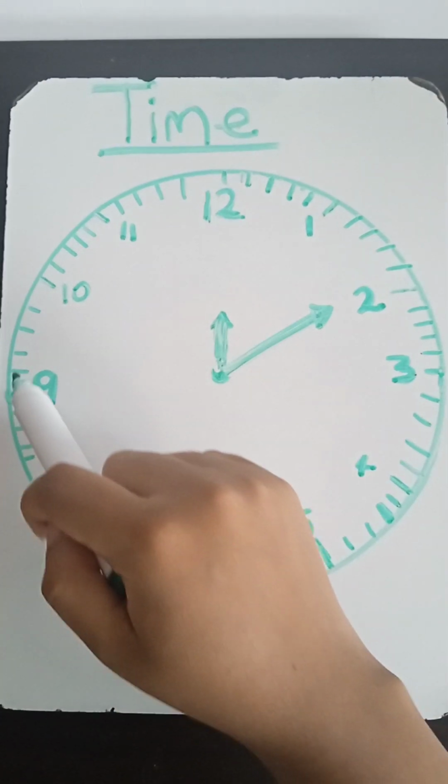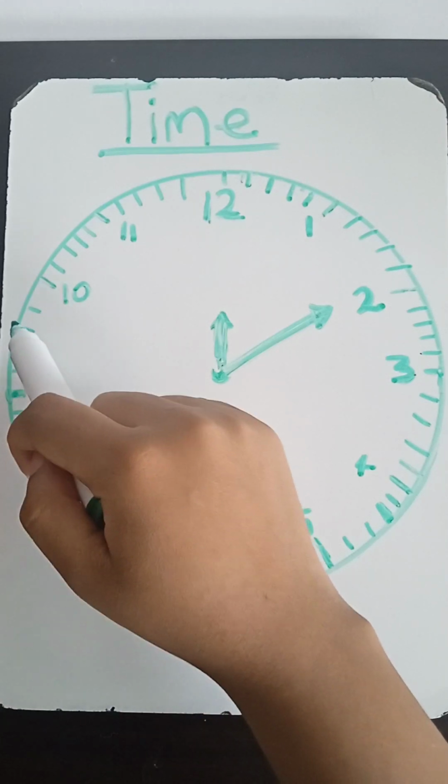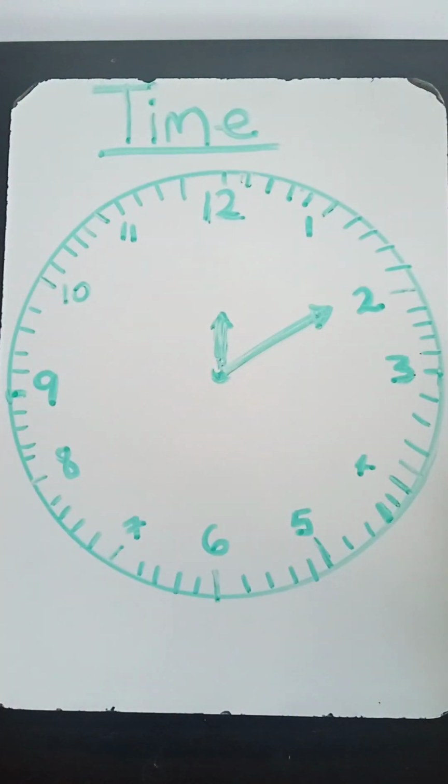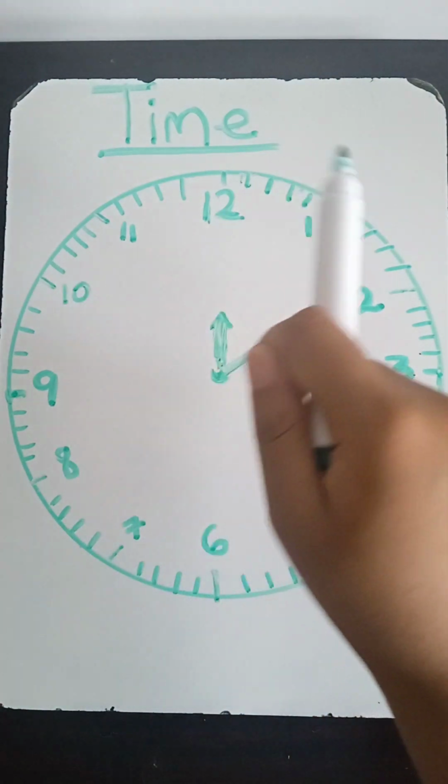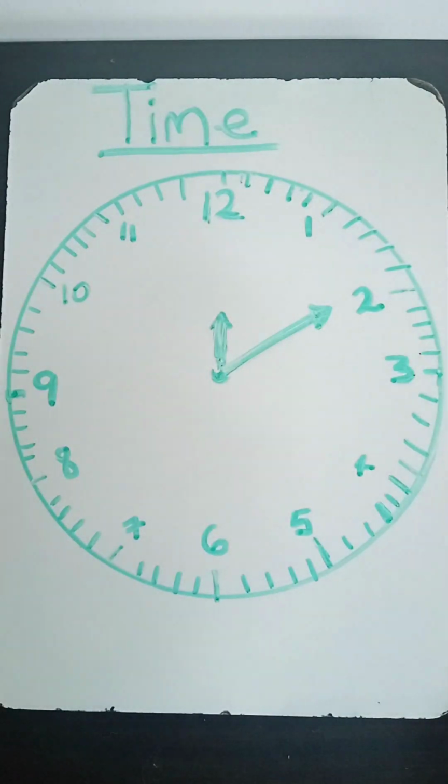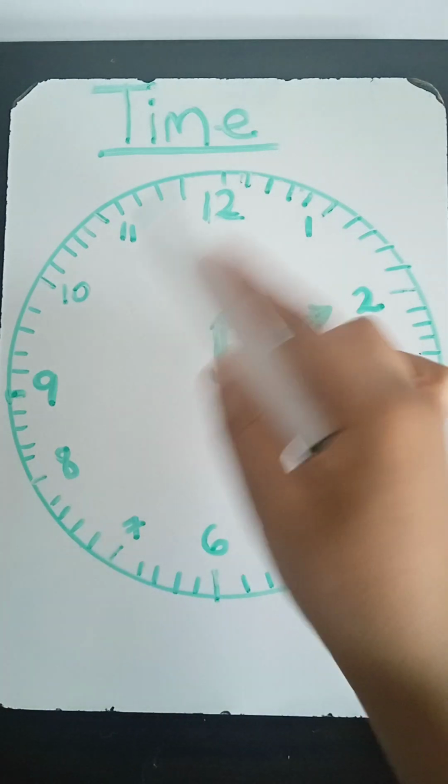Okay? Let's continue. You say 46, 47, 48, 49, 50. 50 is straight to 10. So 50 minutes is straight to 10, and it's 50 minutes after 12. Alternatively, you can say it is 10 to 1, which means it is 10 minutes before 1 o'clock. So you see, let's continue.